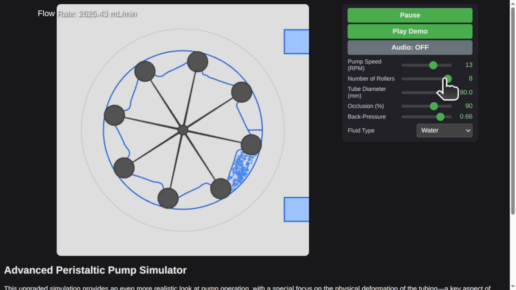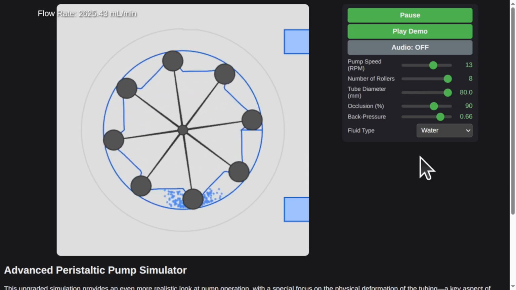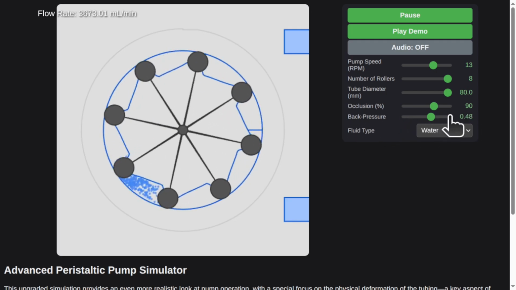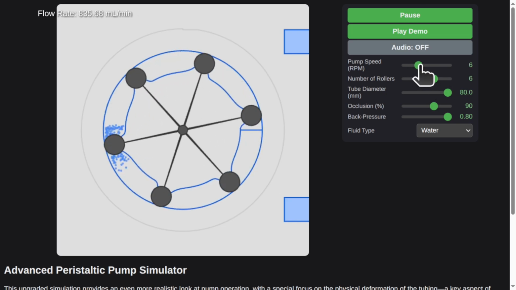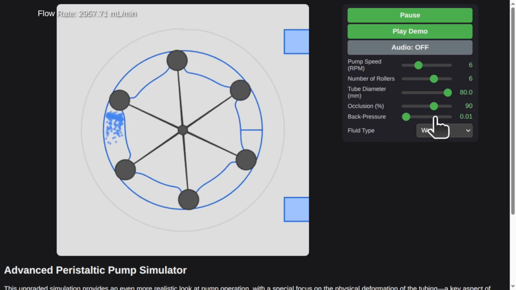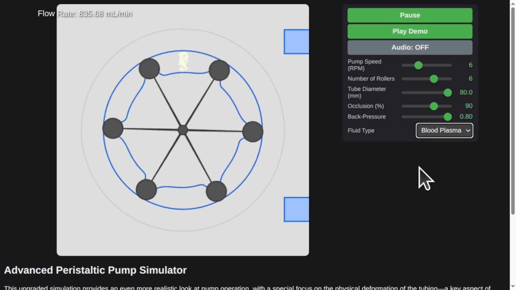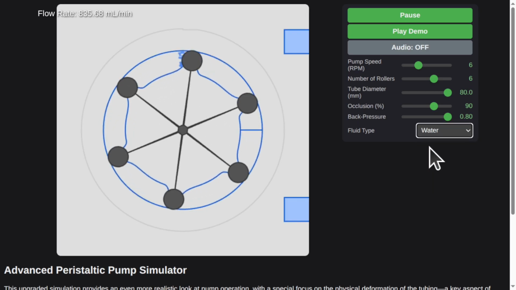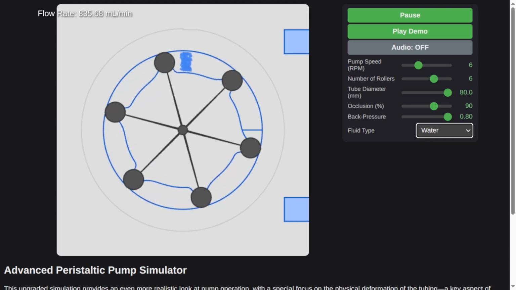The back pressure value in the peristaltic pump simulation primarily affects the visualization by altering the behavior of the fluid particles within the tube. When the back pressure increases, it simulates resistance at the outlet, which slows down the movement of the fluid particles. This creates a visual effect where the particles appear to move more sluggishly or even bunch up in certain areas, particularly near the inlet or along the tube. However, the back pressure does not change the physical geometry of the pump, such as the positioning of the rollers relative to the tube wall.